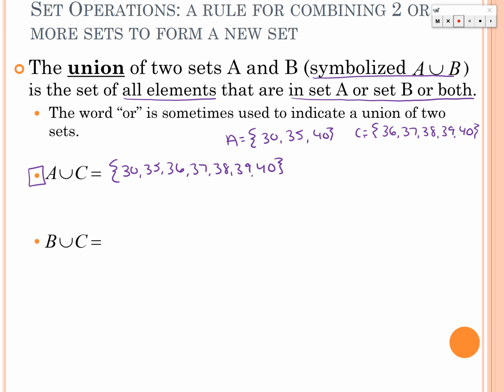So take a minute. If you want to chat with the person next to you, you can. Find for me B union C. Again, we're using those same sets that we started off with. I'll put B up here just so we have it.